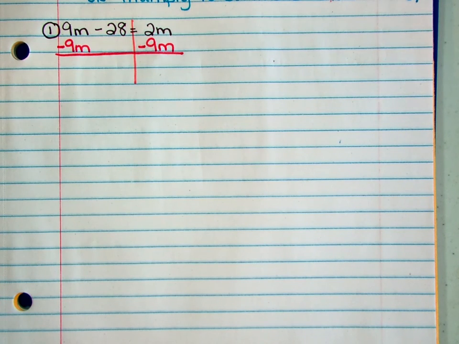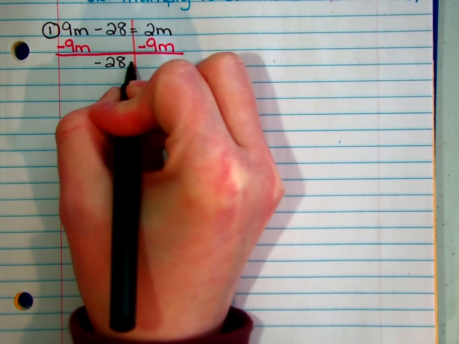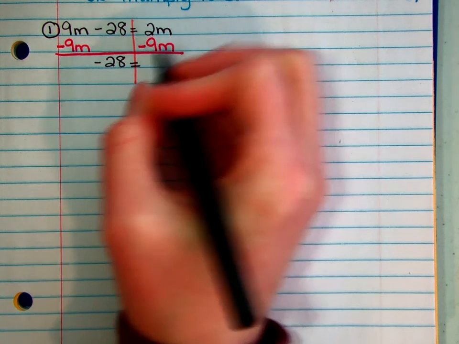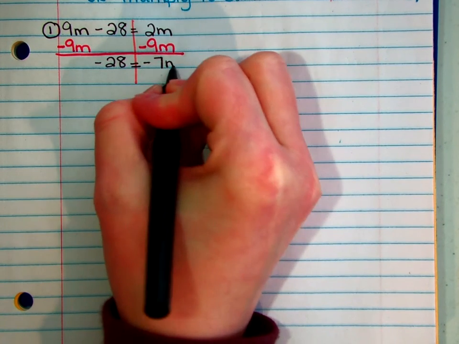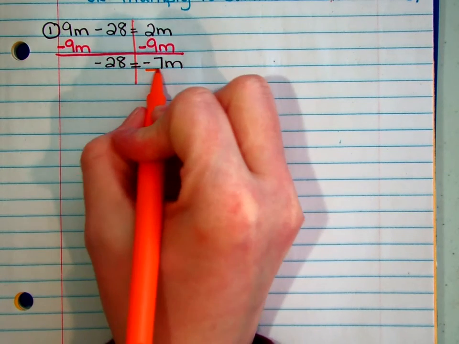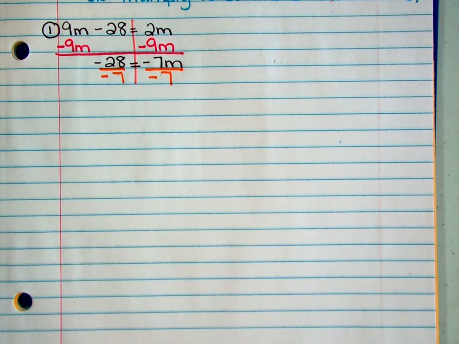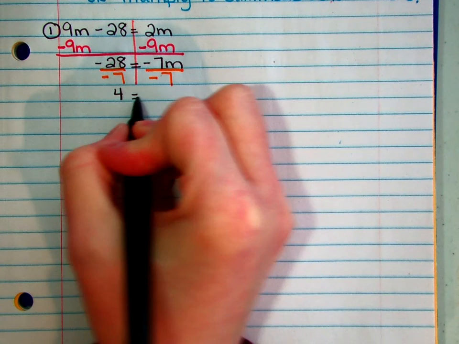When I do that, the 9m is eliminated from the left-hand side, and now I'm left with negative 28 is equal to the difference of these two, which is negative 7m. I didn't have to combine anything. I didn't even have to do step 1. I skipped 1, went straight to 2. Now I'm on step 3. I'm going to have to divide to eliminate my coefficient of negative 7. So we're going to divide both sides by negative 7. When we do, we find that the value of m is positive 4.